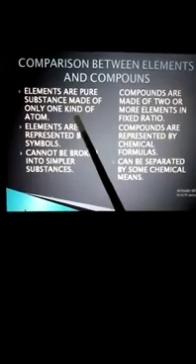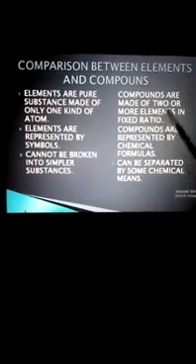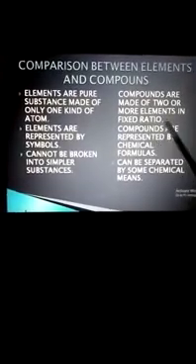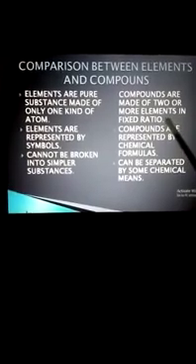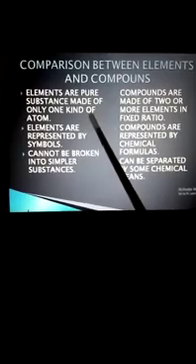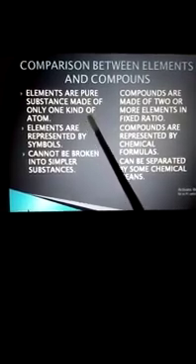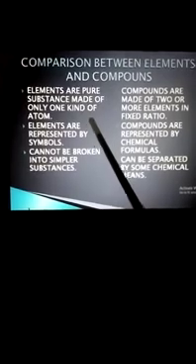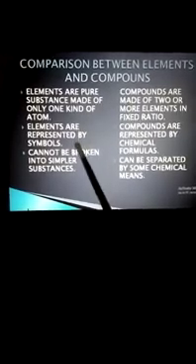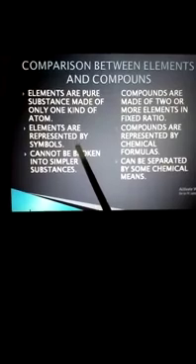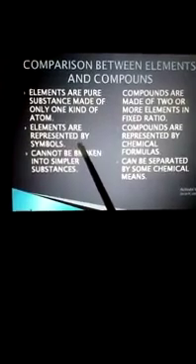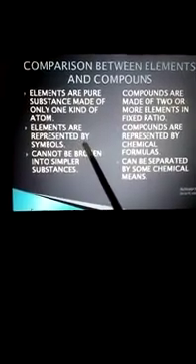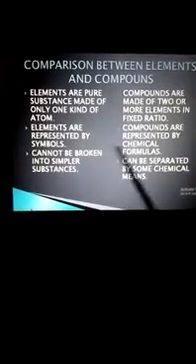Elements are made up of only one kind of atom having their own properties, whereas compounds are made up of two or more elements in a fixed ratio. The ratio will be fixed. For example, elements like hydrogen, oxygen, carbon, iron, gold. All these are elements and they are represented by symbols like oxygen O, carbon C, hydrogen H and so on. Iron is Fe, capital F, small e.